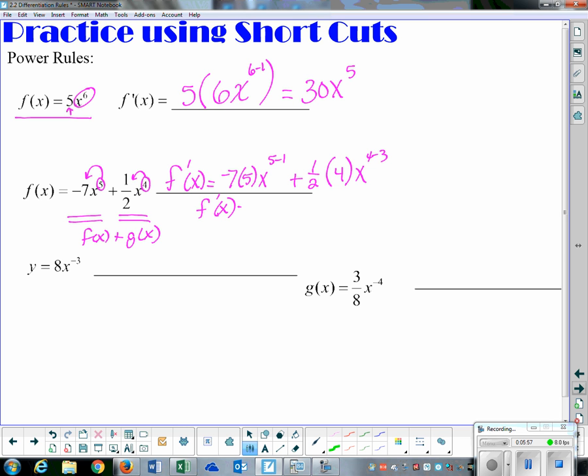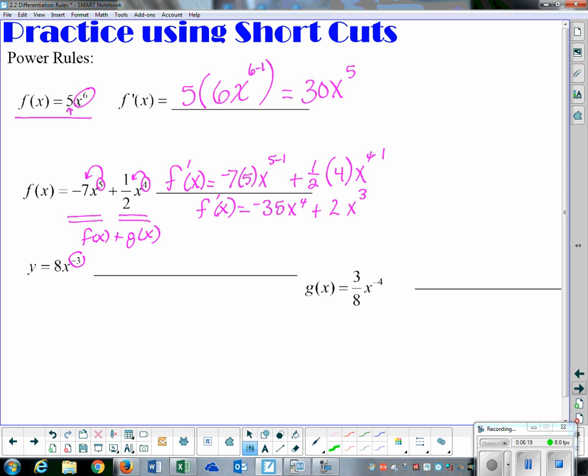F prime of x is equal to negative 7 times 5 is negative 35, x to the 4th. Half of 4 is 2, x to the 1st. How did I get a 3 there? 4 minus 1 gives us 3. I think I was thinking of the result earlier, because we just reduced by 1 power.